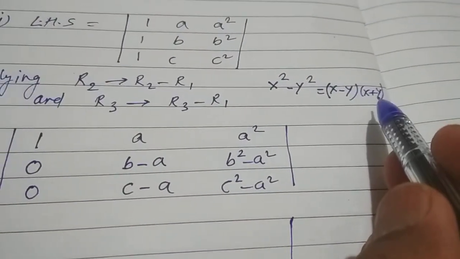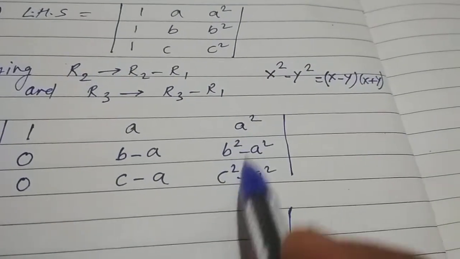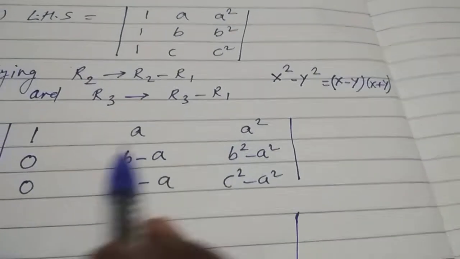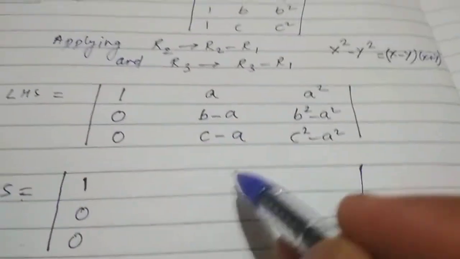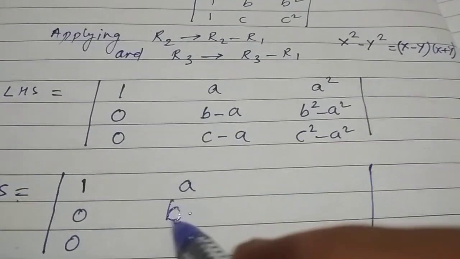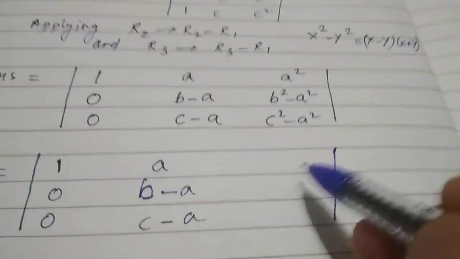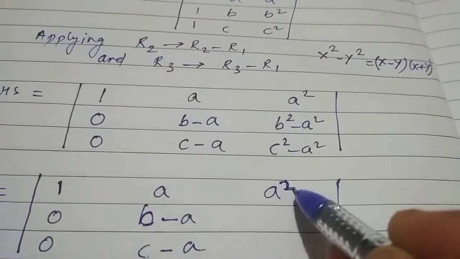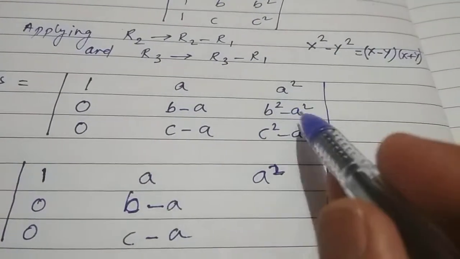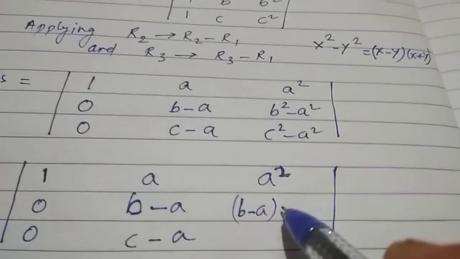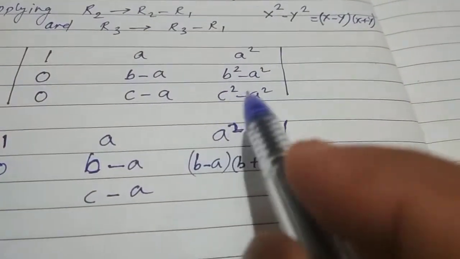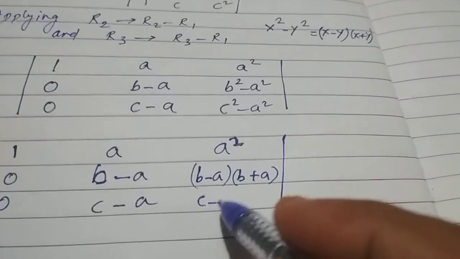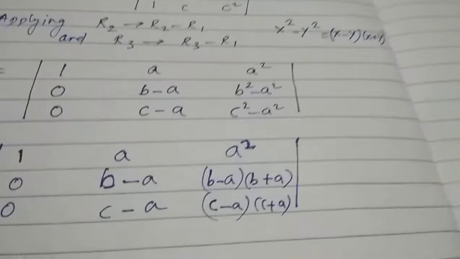So because of these two factors, one of the factors will get matched with this, so we can take it out common. It is very simple. I'll write it so that it will be clear. Instead of b square minus a square, I am writing the formula b minus a into b plus a. I am factorizing it. C square minus a square can be factorized as c minus a into c plus a.